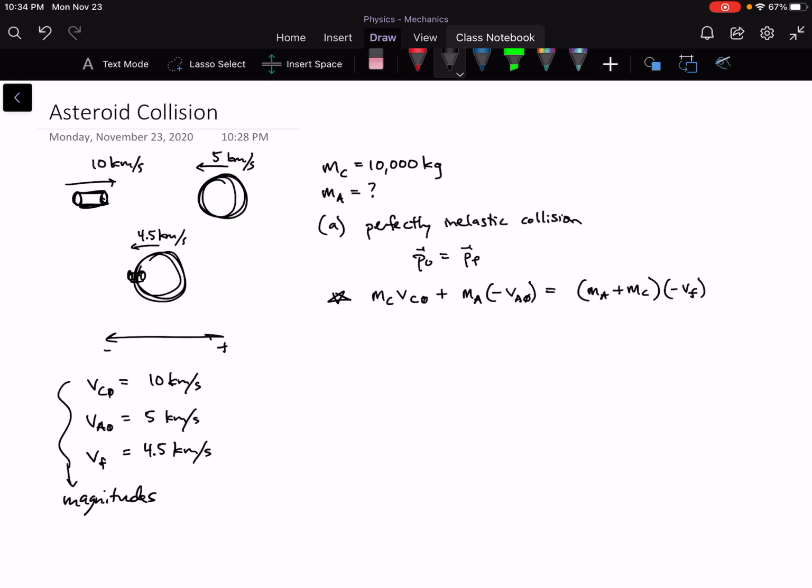Okay, so if we're looking at this and we want to know m sub a, we need to isolate that on one side of the equation. So we'll start by leaving this one by itself over here. And we'll move the other one over. So that's going to be a plus this, if you distribute that minus sign through. And then we move everything else to the other side.